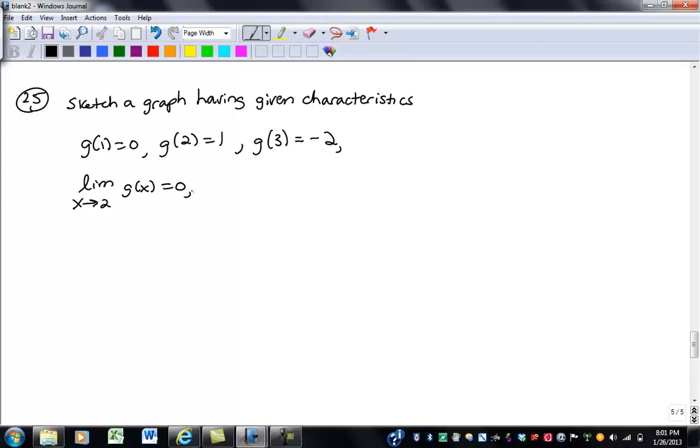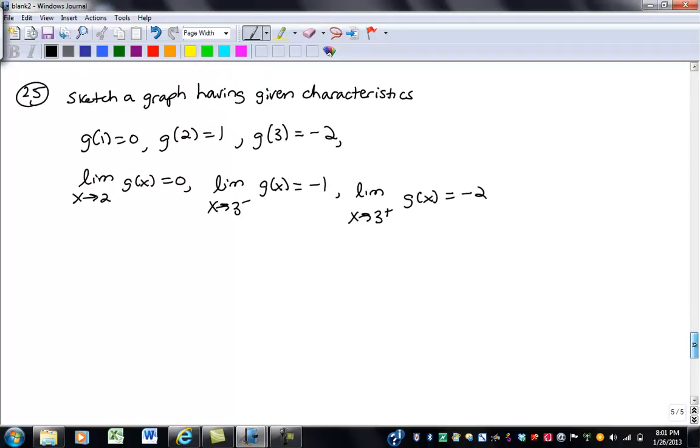The limit of g of x as x approaches 3 from the left is negative 1. And the limit as I approach 3 from the right is negative 2. Now there's more than one graph that'll work, but I want to draw one that does. And so the first thing I'm going to do is put my points on the graph.